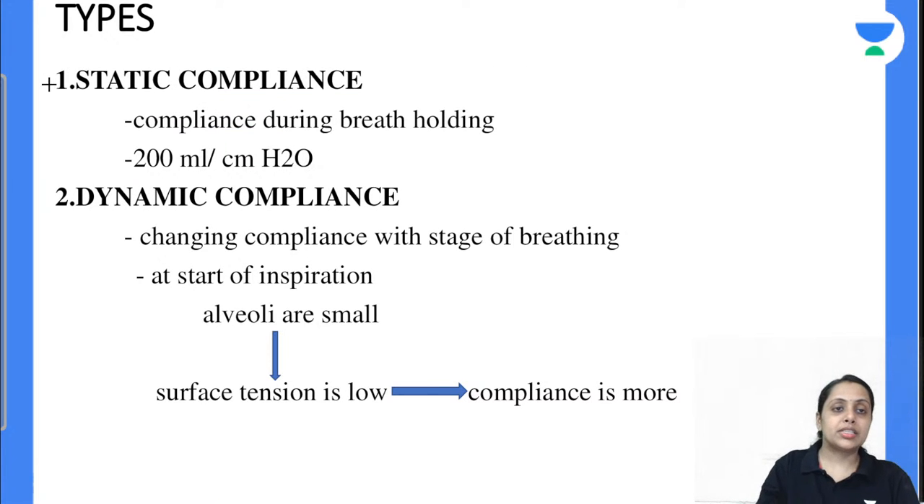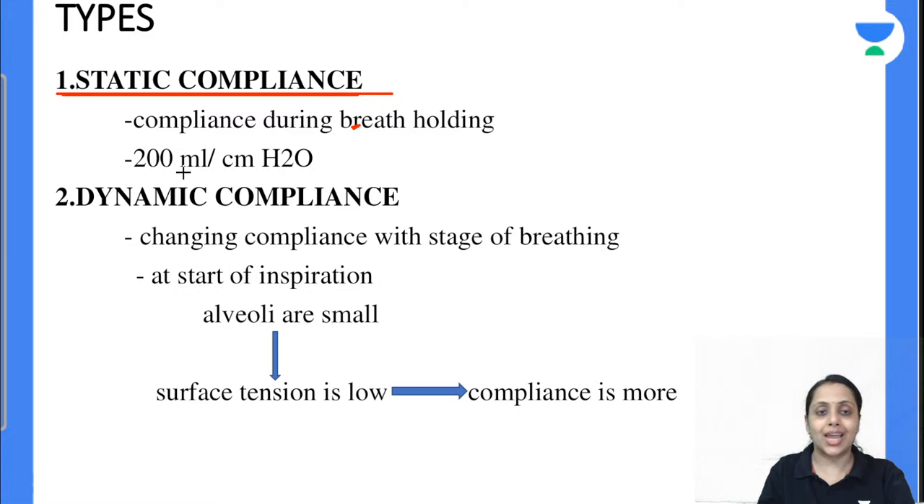Moving further, different types of compliance are there. First is static compliance. This is the compliance during the breath holding situation and it is 200 ml per centimeter of water. Next is the dynamic compliance. As the name suggests, it changes with the stage of breathing.